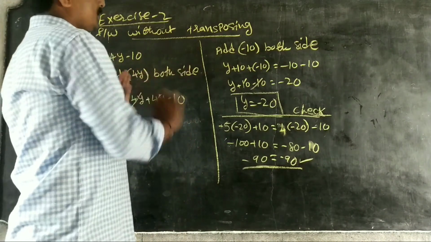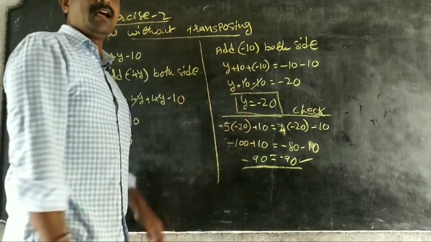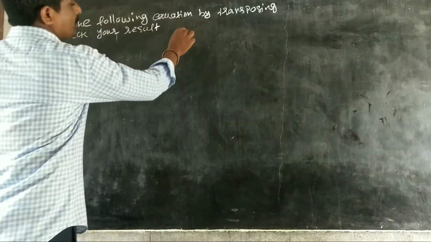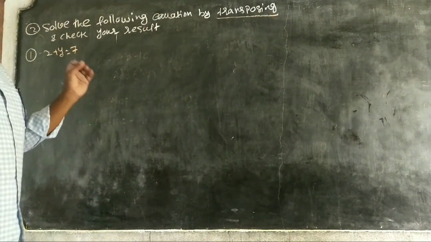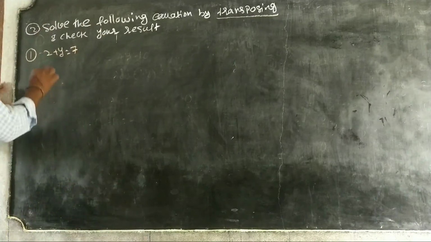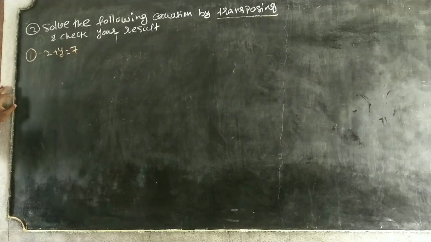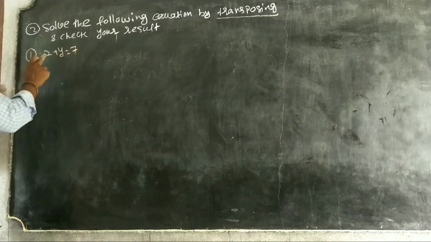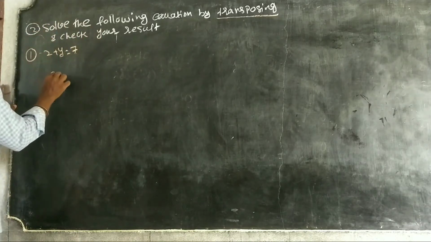Okay, without transposing, I didn't transpose anything. Next we are going for the with transposing method. Previously without transposing, now with transposing. Compared to that, this is very easy. First problem, 2 plus y is equal to 7. I want to find the value of y. Simple thing. Plus, when brought to the other side, you get minus.